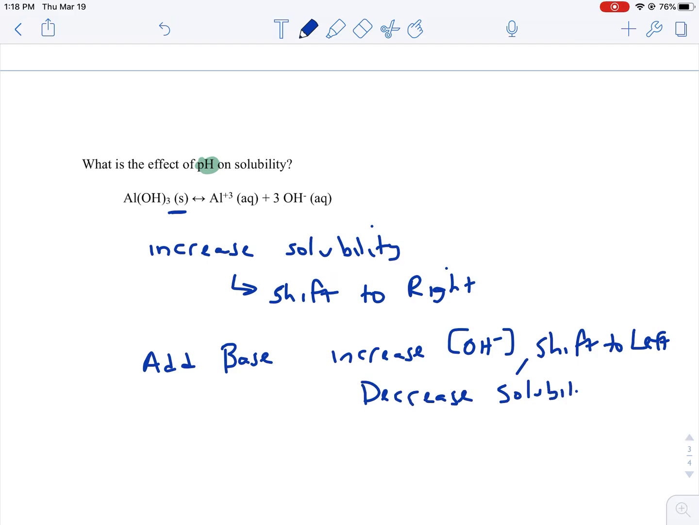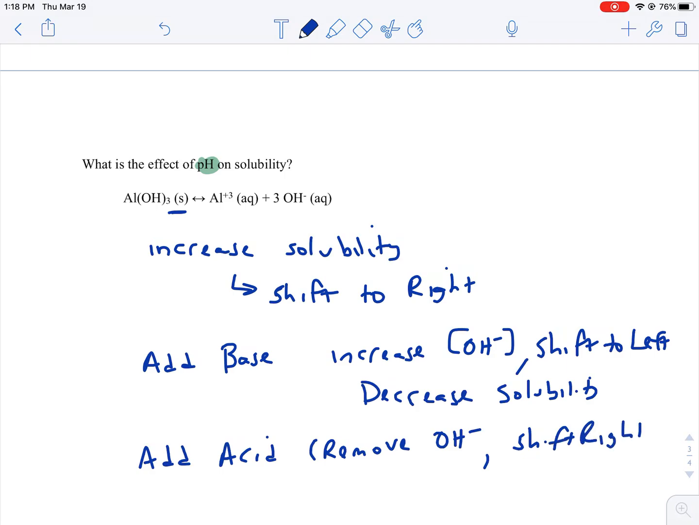So that's less soluble. But if we were to add an acid, adding an acid is going to remove some hydroxide ions. And so by removing some hydroxide ions, we'll shift to the right. And anytime we shift to the right, that will increase the solubility. And that is everything. That is how KSP and pH relate to each other.